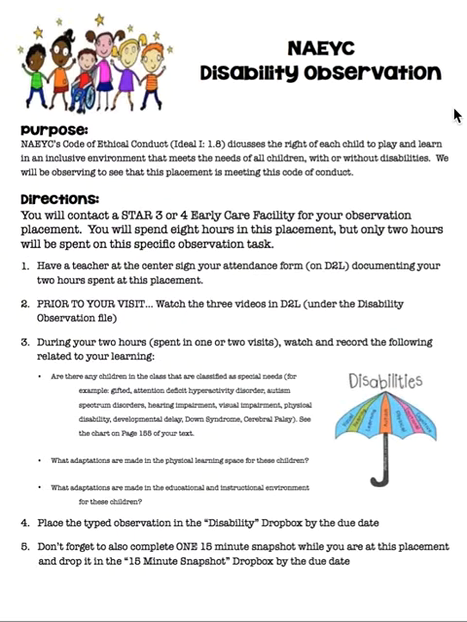So you're going to go out into the placement and you're going to see if this placement is up to code for the NAEYC requirements for inclusion. You need to make sure that your facility is a Star 3 or 4 early care facility. This means that you may be in a different facility than you were for our last 2 hours because they were an after-school care facility.